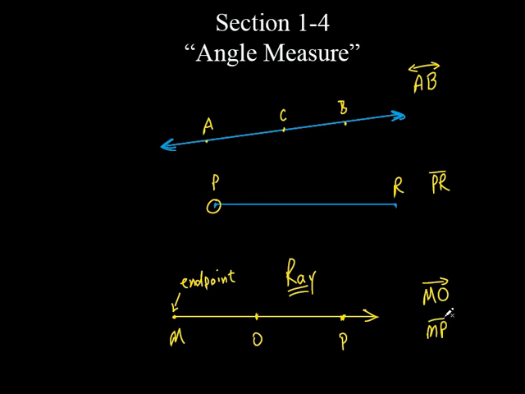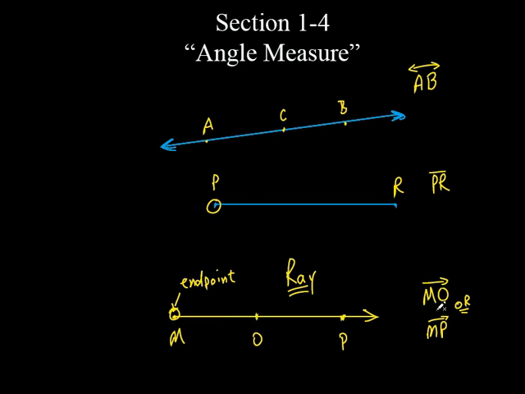This would be the symbol for ray MP. I'm going to put an OR in here because I could call this either one. It's exactly the same ray because it doesn't start and stop. It does start right here, but it goes through. So if it goes through O, it's eventually going to go through P. Do you see it doesn't make any difference what we call this? I could call this ray MP or I could call it ray MO.